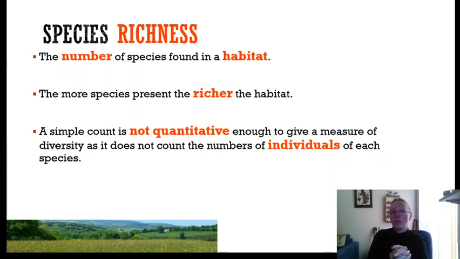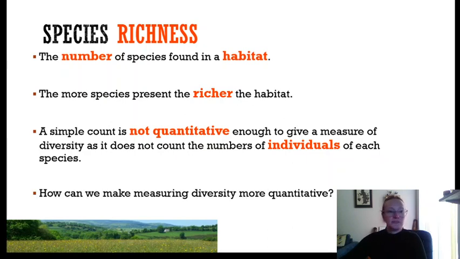Some areas are what we call sites of special scientific interest, and they get that status through having lots of a particularly rare species. So their species richness would be pretty low because they've only got a few species in there, but the importance of that habitat is high because of the fact that they've got those rare species in. So species richness, then, is the number of species found in a habitat.